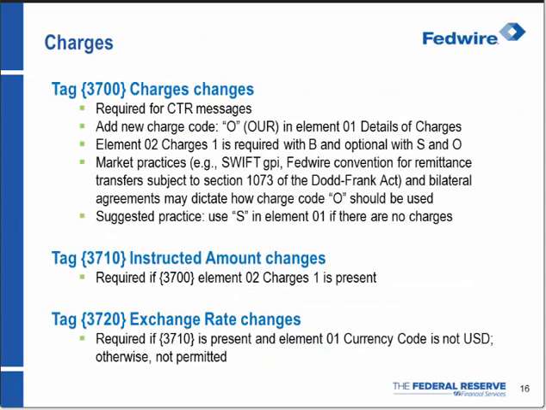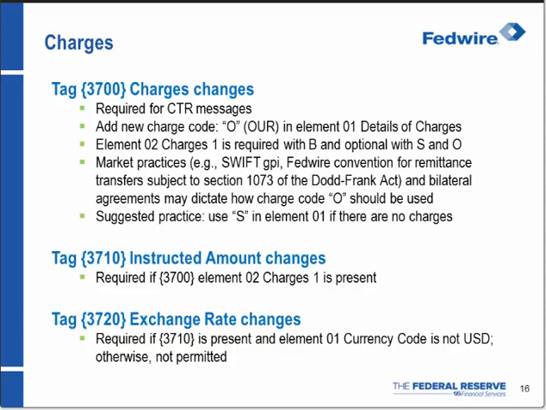Okay, turning to the next slide, we're going to talk about the changes related to the charges fields. So the first change is related to tag 3700, which is the charges tag. And we're going to make this tag required for all CTR messages, so it'll be required for all customer transfers. And we're going to be adding a new charge code for this tag. Currently, the only charge codes we support are the B for Ben and S for share. We're going to be adding the O charge code for the our charge method.